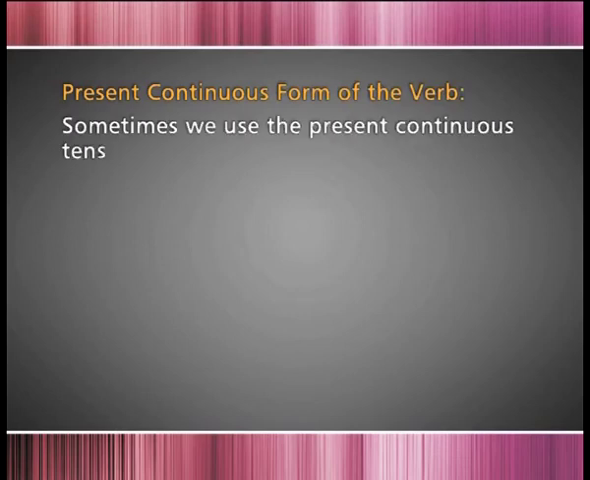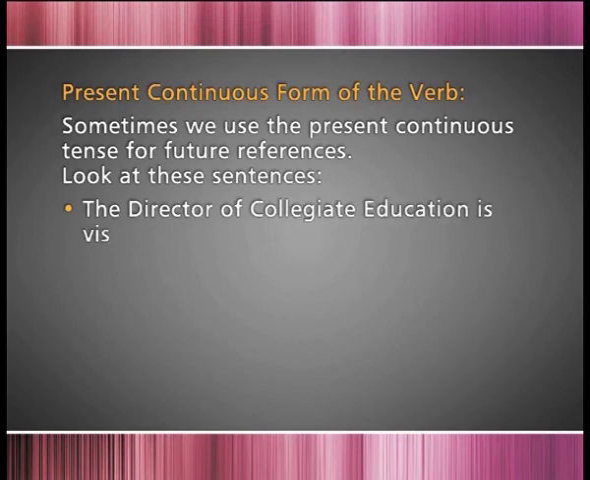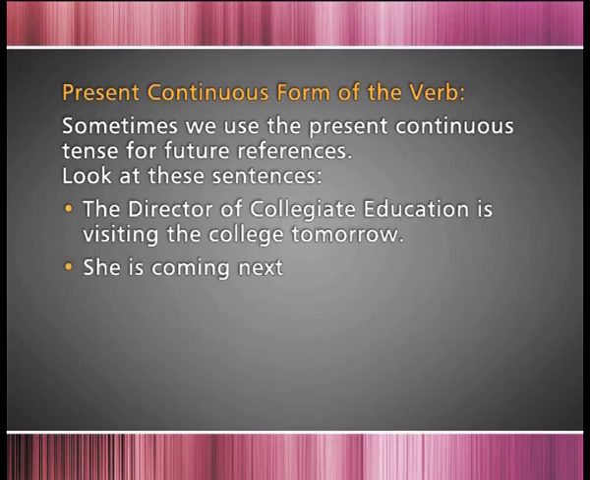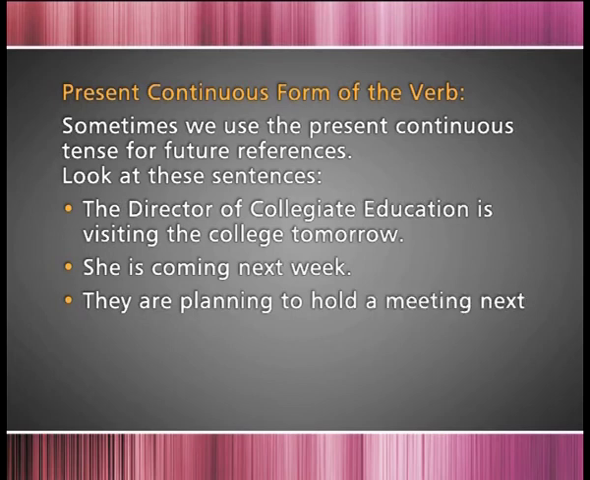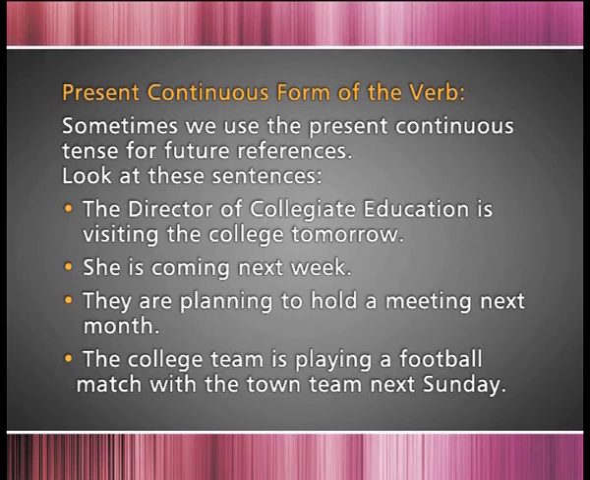Present continuous form of the verb. Sometimes we use the present continuous tense for future references. Look at these sentences. The director of collegiate education is visiting the college tomorrow. She is coming next week. They are planning to hold a meeting next month. The college team is playing a football match with the town team next Sunday.